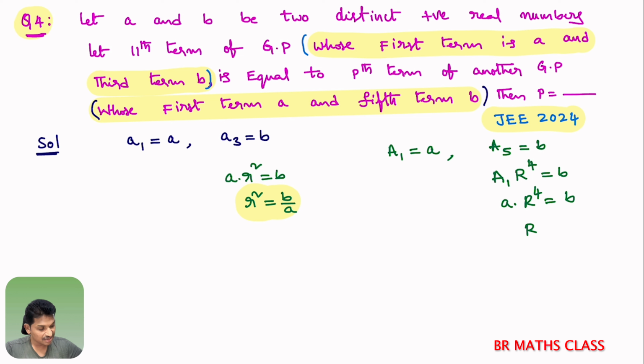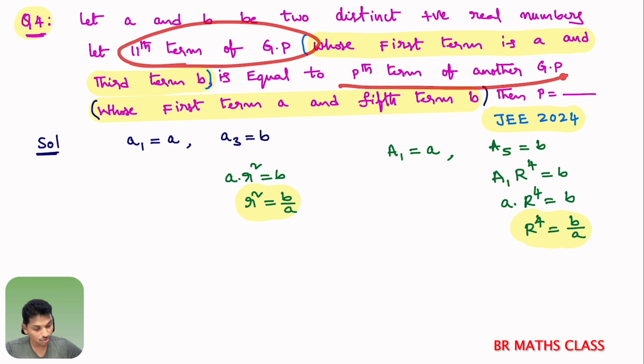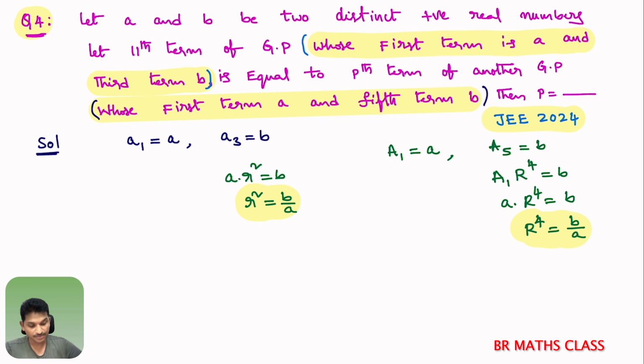From this, I can write r power 4. What is r power 4? r power 4 is b by a. I got another piece of information from this data. What is the actual thing in the question? They gave that the 11th term of a GP is equal to the pth term of another GP. So, I'll write that also. 11th term of GP is equal to pth term of another geometric progression.